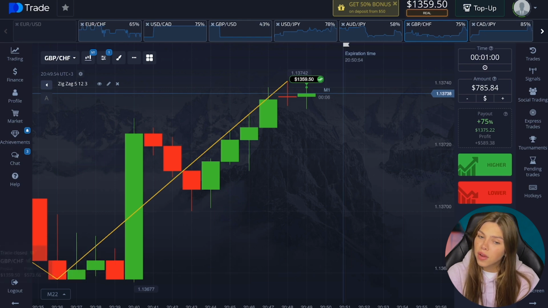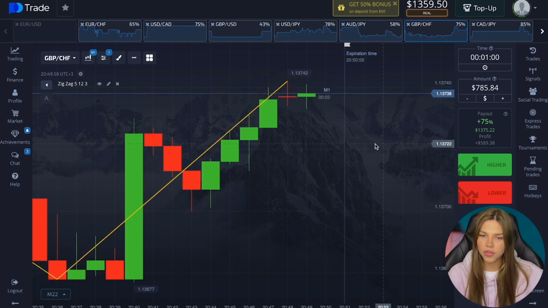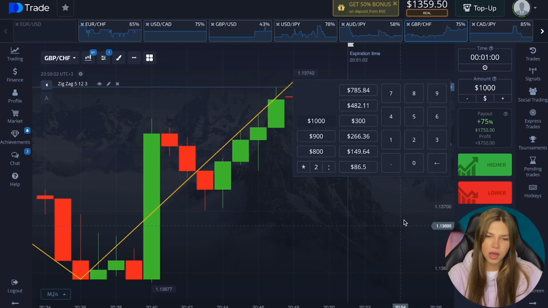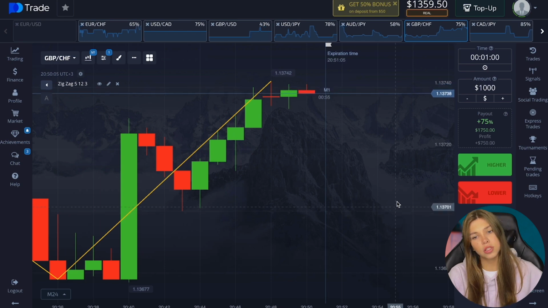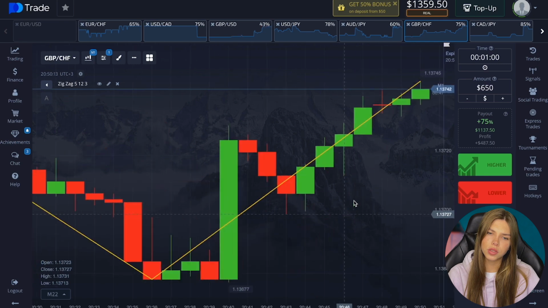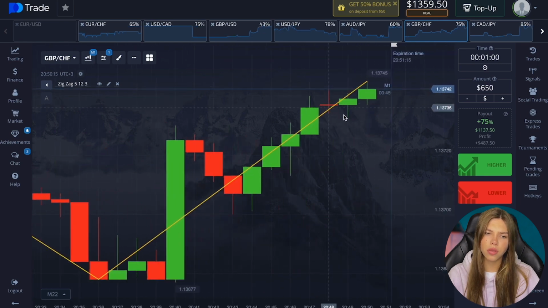Okay, that was very hard trading. After all, today's Friday evening, everything is closing very badly. We already have 1,359 on the balance, so let's bet 650 each and let's put it further up. I put it right on the pin bar.